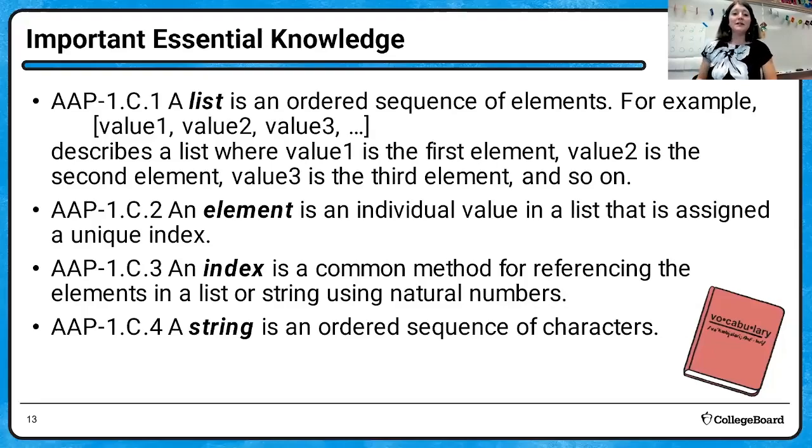First up, some important essential knowledge. A list is an ordered sequence of elements. For example, value 1, value 2, value 3 describes a list where value 1 is the first element, value 2 is the second element, value 3 is the third element, and so on. An element is an individual value in a list that is assigned a unique index. An index is a common method for referencing the elements in a list or string using natural numbers. And a string is an ordered sequence of characters.